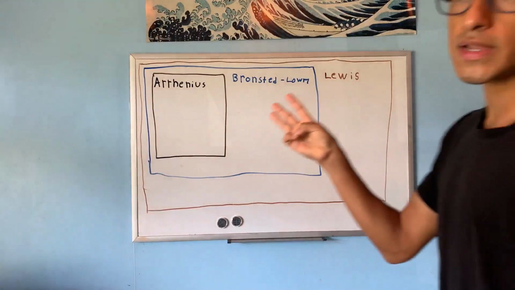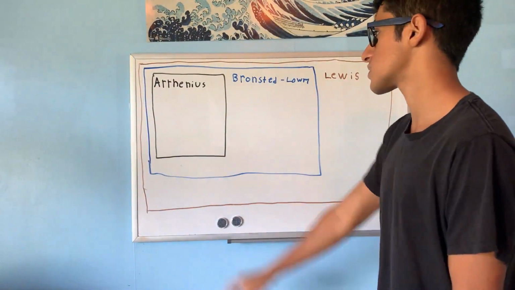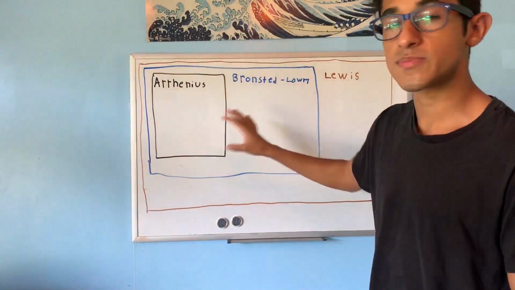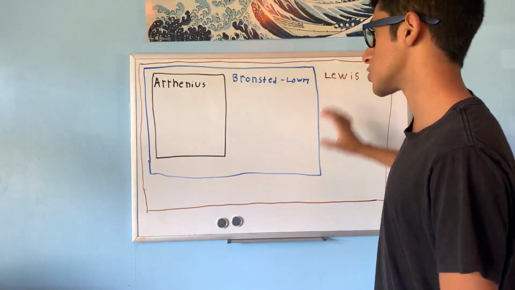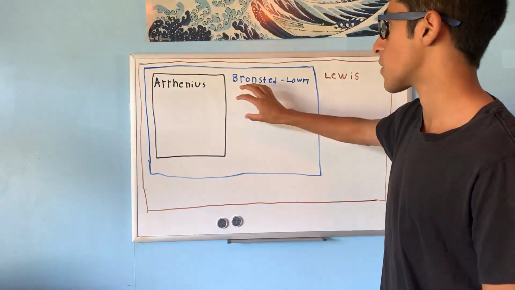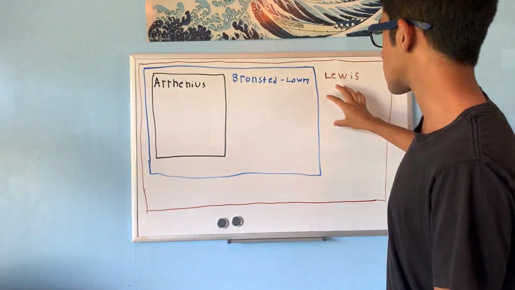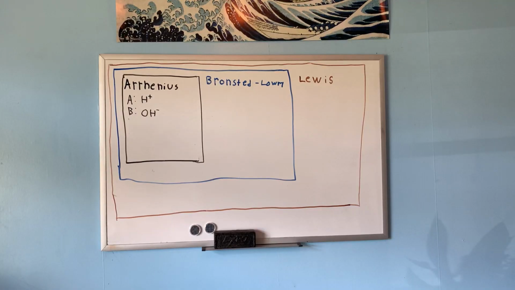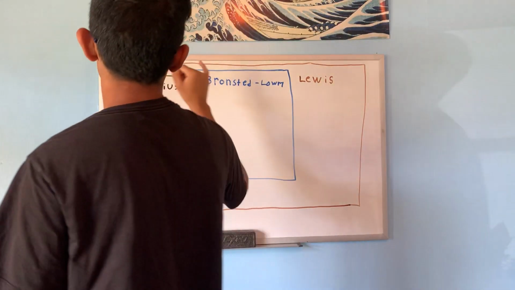In chemistry, there are three definitions of acids and bases: the Arrhenius, the Bronsted-Lowry, and the Lewis. What we can see in these boxes is that the definitions build on each other. So everything that is an Arrhenius acid and base is also a Bronsted-Lowry acid and base, and is also a Lewis acid and base.